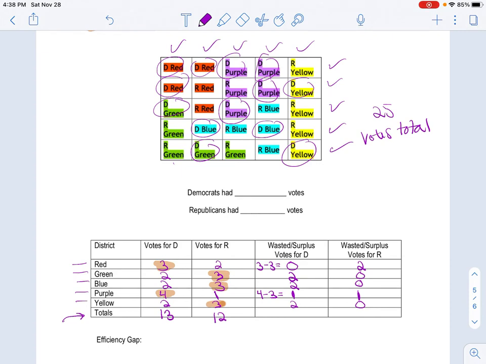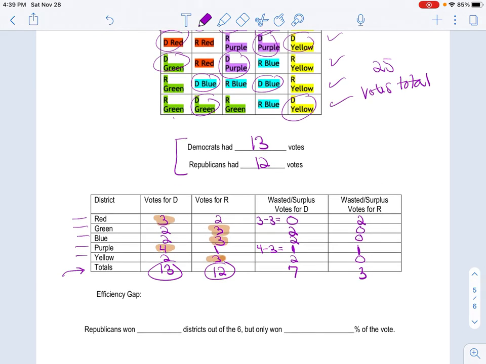Now I'm going to add all my surplus votes for Democrats. So 2 plus 2 plus 2 is 6, so I get 7. And 2 plus 1, I get 3. All right. Now here, you could have answered that in the beginning if you'd really wanted to. Just count up all the D's. But we already have that here. So that's 13 votes, and Republicans got 12 votes.